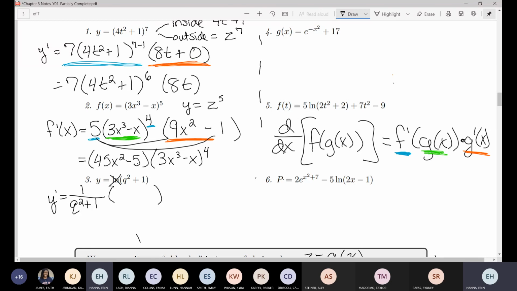Anyway, what's the derivative of q squared? It's 2q. What's the derivative of 1? It's 0. Of course you don't have to write that if you don't want to. I would personally just clean it up a little bit, but as I said before, whatever floats your boat, you don't have to really clean them up if you don't want to. If we just left it as 1 over q squared plus 1 times 2q, is that okay?